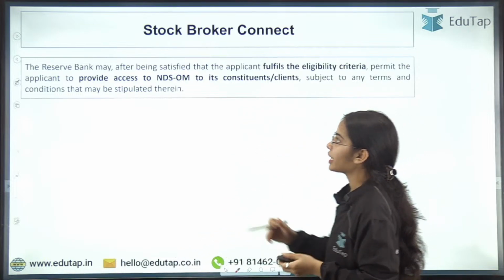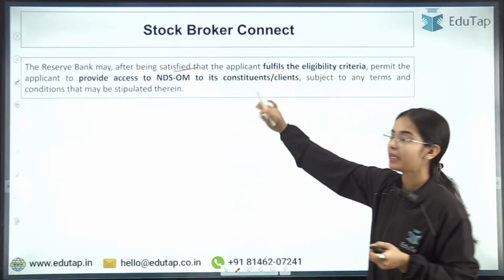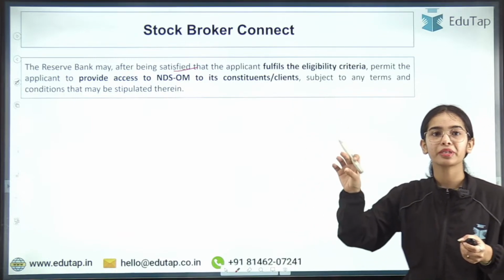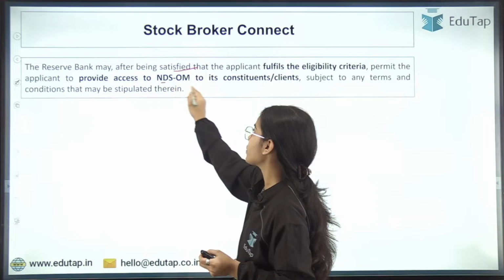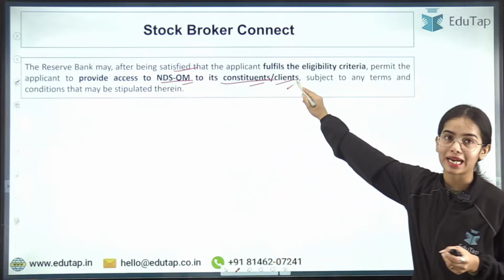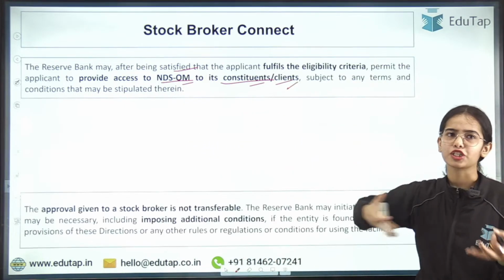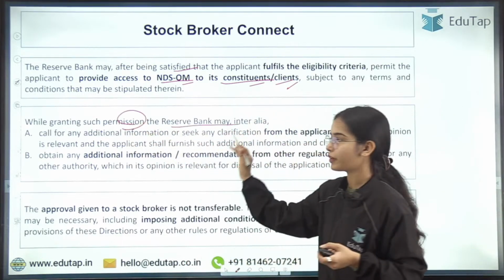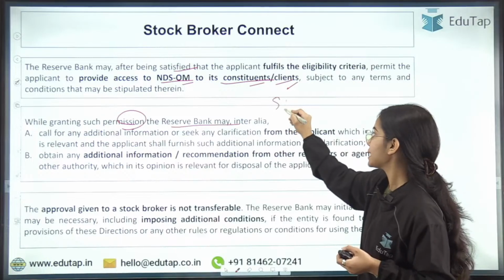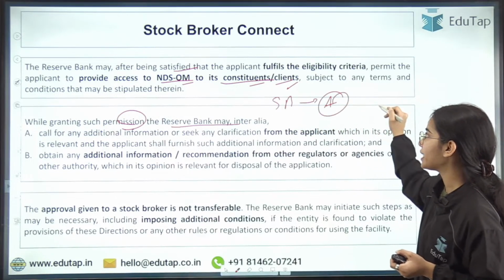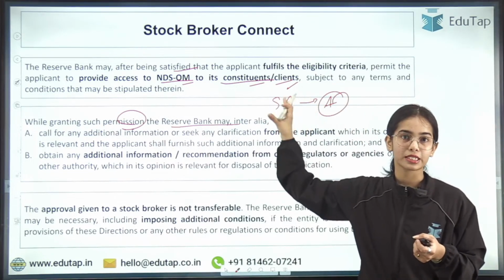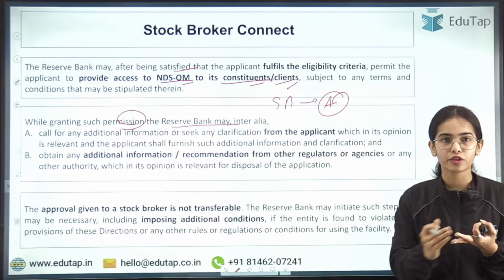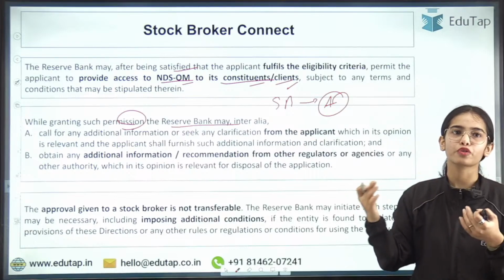The Reserve Bank may, after being satisfied that the applicant fulfills the eligibility criteria, permit the applicant to provide access to NDS-OM to its constituents or clients, subject to any terms and conditions they have to follow. While granting the permission to this stockbroker, the RBI can take further additional information from the stockbroker.